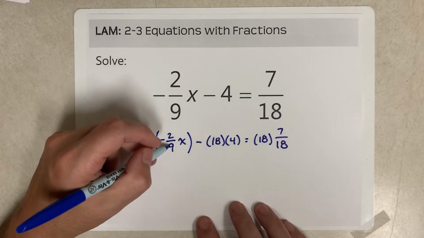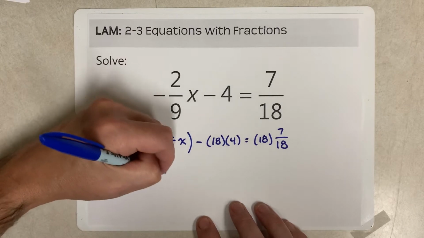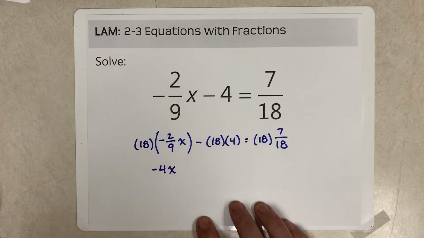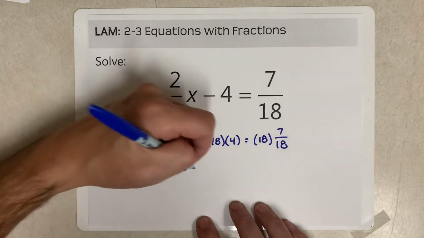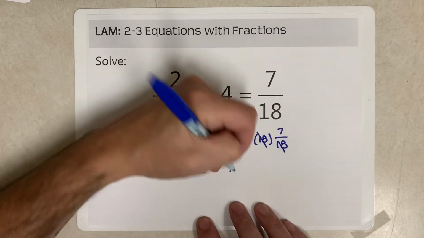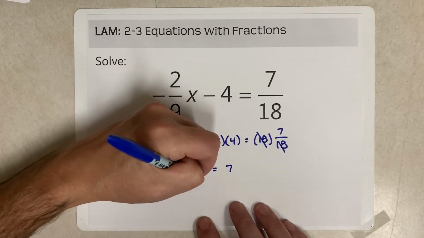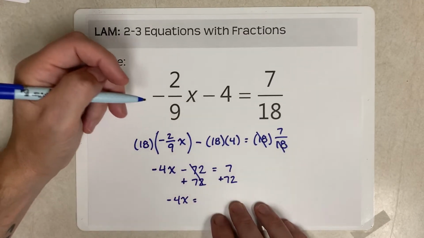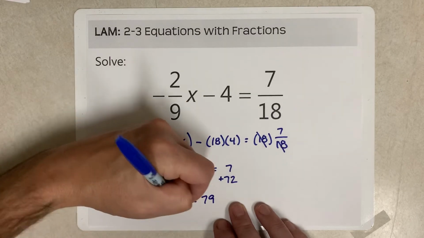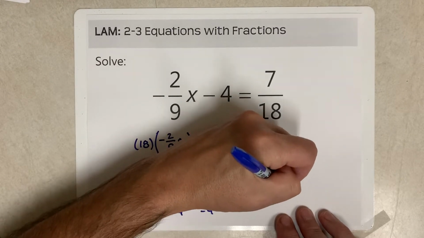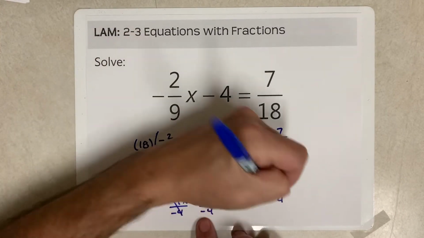So 18 divided by 9 is 2, times negative 2 is negative 4x. Or you could do 18 times 2 is 36, divided by 9 is still 4. So negative 4x minus. Now we have 18 times 4, and 18 times 4 is 72, equals, these 18s are going to cancel, and I just get 7. So we're going to add 72 to both sides. Bring down my negative 4x equals 72 and 7 makes 79. Divide by negative 4. And x equals 79 over 4. And then just make it negative somewhere over there, just like that.